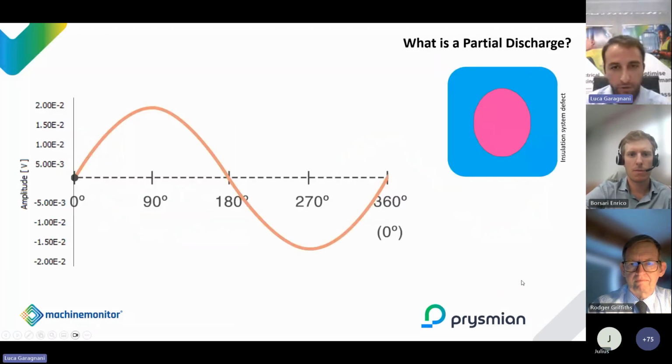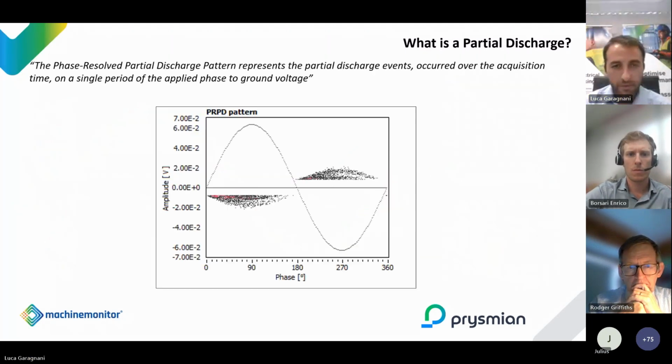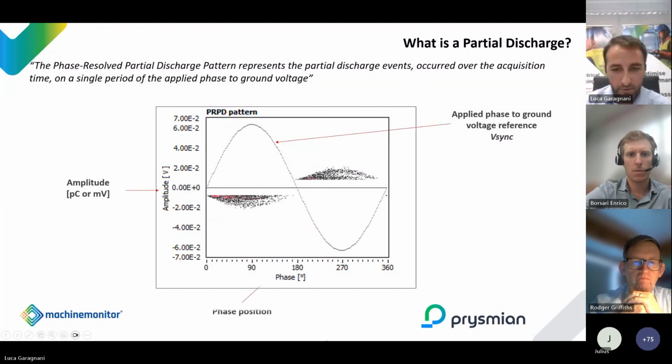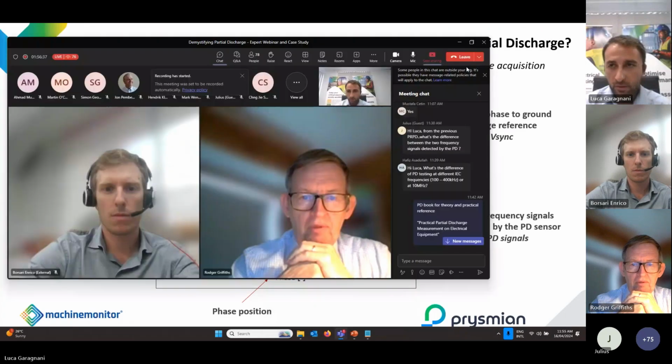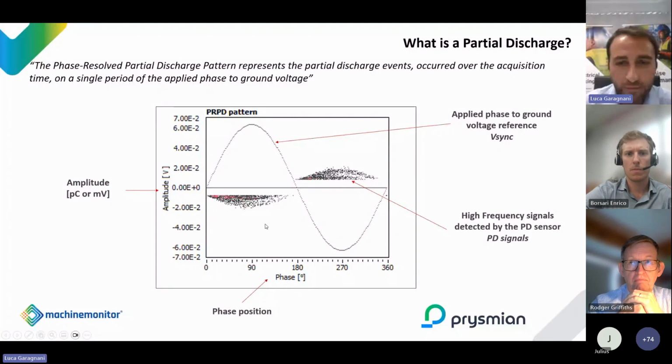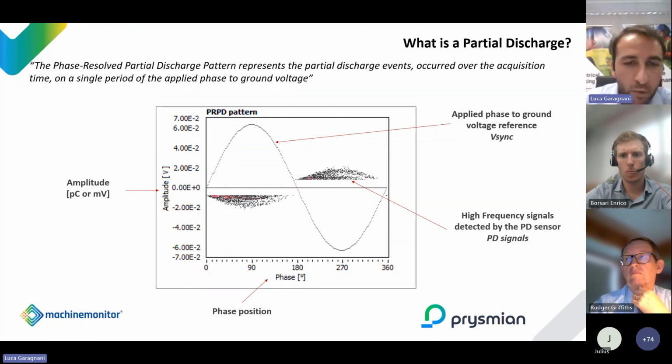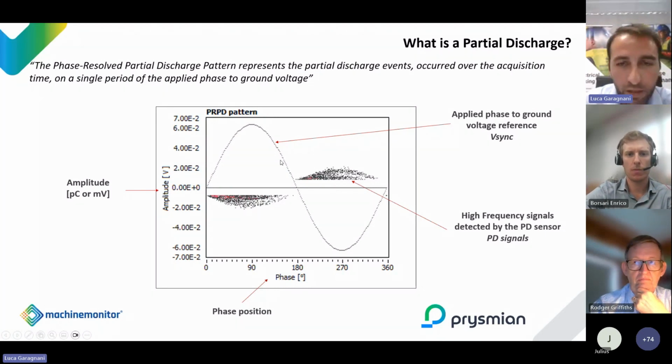Okay. So let me try to take the pictures and try to talk over. You refer to this one, right? That's correct. All right. So basically, all these pulses represent individual discharges, and when we collect the discharges over an applied phase to ground voltage, you can see that you have discharges that occur during the positive semicycle and discharges that occur during the negative semicycle, and this is actually a defect.